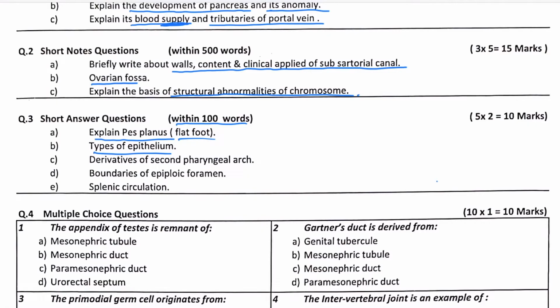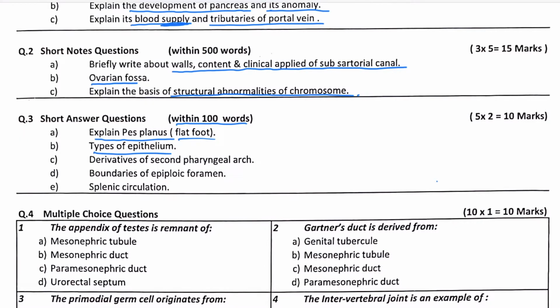Then examples of stratified is transitional epithelium, which is also called urothelium, which lines the passage of the urinary outflow right from minor calyces, major calyces, renal pelvis, ureter, urinary bladder, and prostatic urethra. All this is lined by transitional epithelium and the female urethra also, except the terminal portion, because the terminal portion of male and female urethra both have this lining of stratified squamous epithelium. So transitional epithelium is also called urothelium.